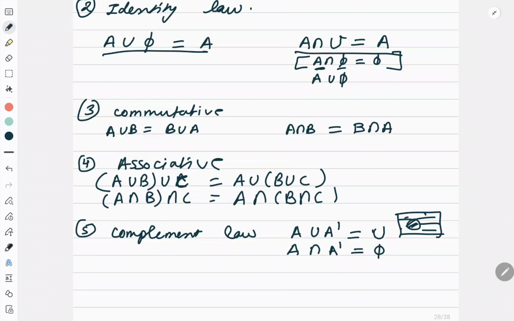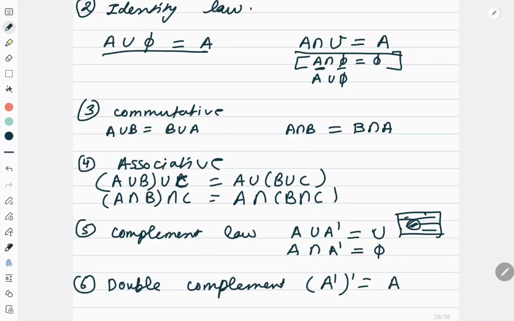Right? Then you have the next one, double complement. Now what is double complement? A complement complement is equal to A. Very simple. If you don't understand, draw the Venn diagram. This is A. A complement is the outside portion. So this is A complement, lining. Okay. So what is the complement of the lining portion? This plain portion. And what is this plain portion? This is A. So done.